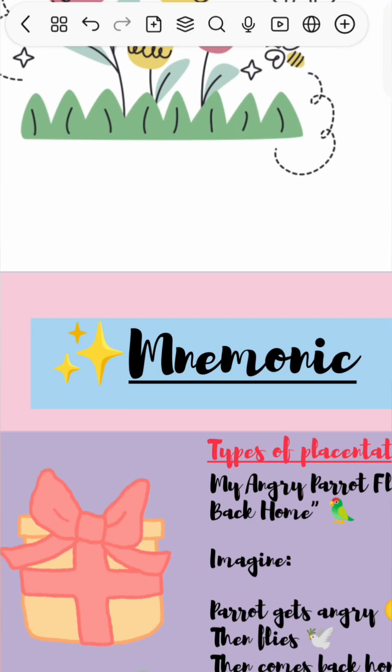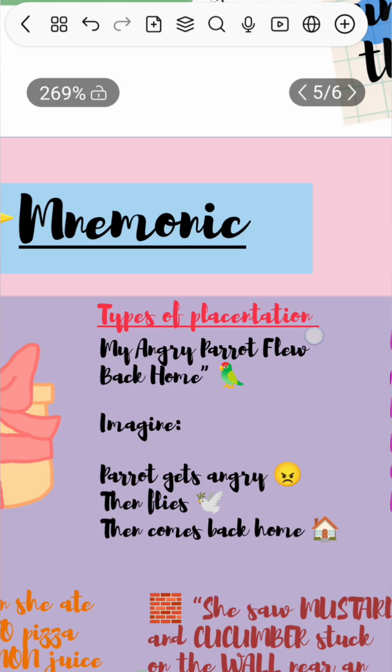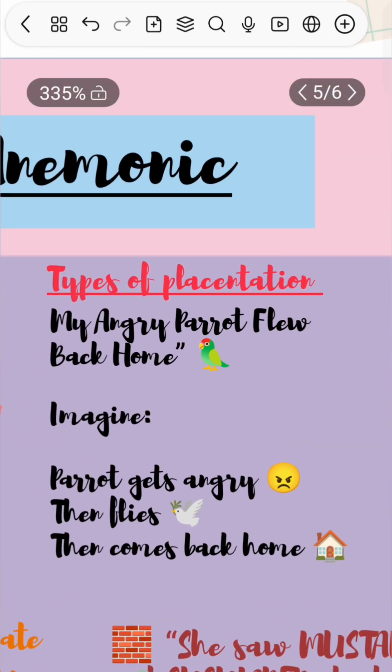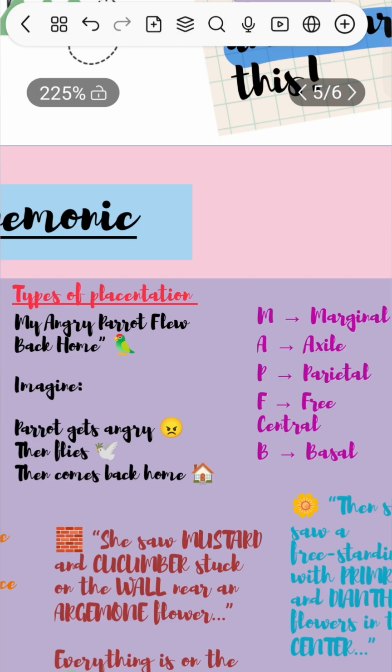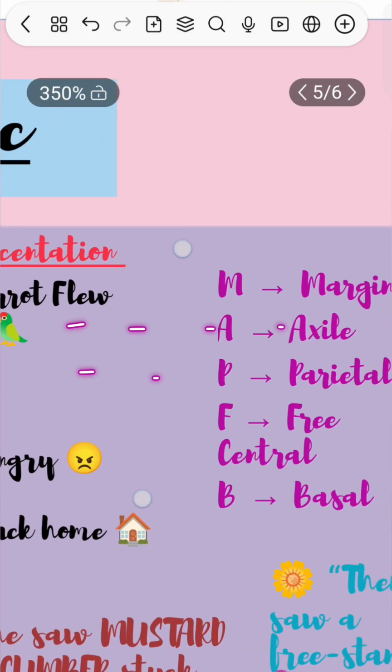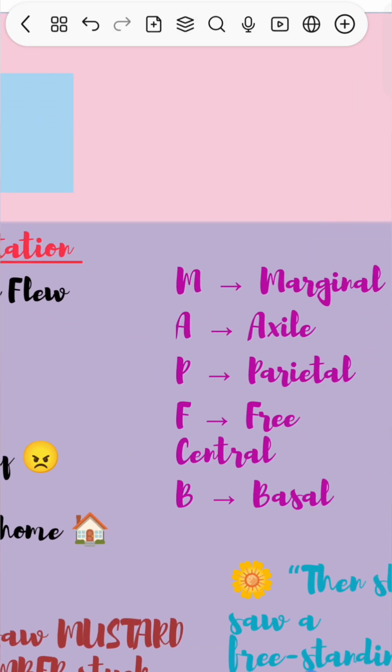So I created an easy mnemonic in a story way. First, the mnemonic for types of placentation: my angry parrot flew back home. Just imagine in your mind, the parrot gets angry, then it flies and then it comes back home. After getting angry, it flew back home. That's the story. You need to understand MAPFBT: marginal, axial, parietal, free central, and basal. Very easy, right? Okay, let's go to the story.